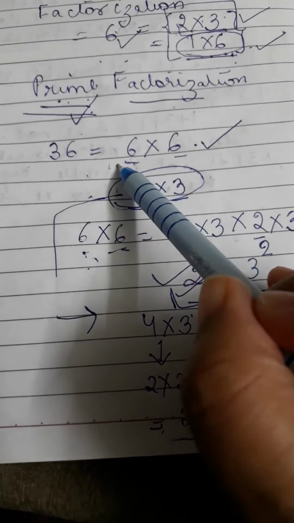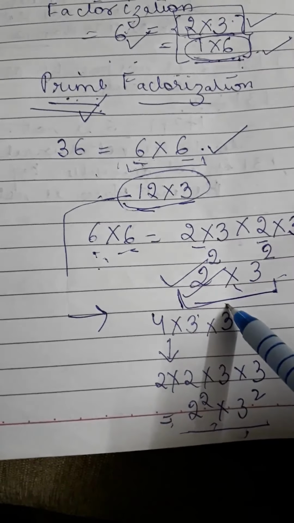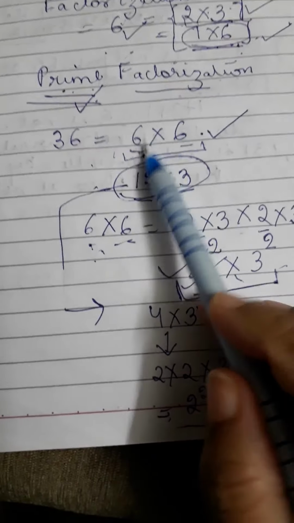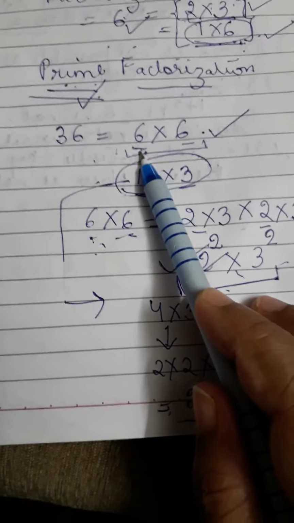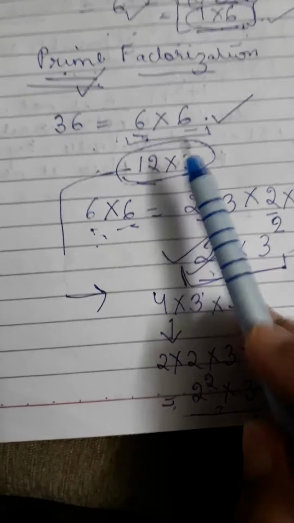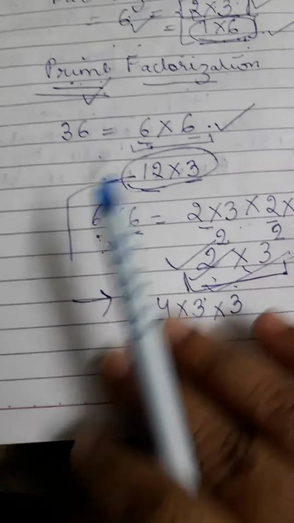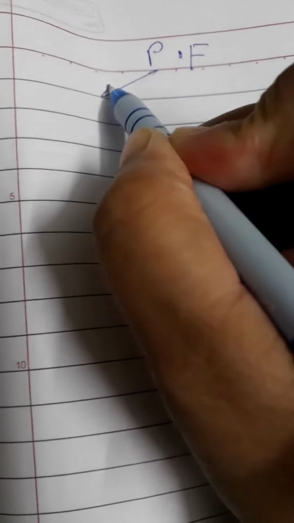Right. If you do not know prime numbers, you cannot write this straight away. Then what will you do? You will do 6 multiplied by 6. Further write 6 as 2 into 3. 2 into 3 into 2 into 3 and get this. Now there are two ways of prime factorization which we will learn. One is your factor tree. The other is the division method. First I'll teach you the factor tree.